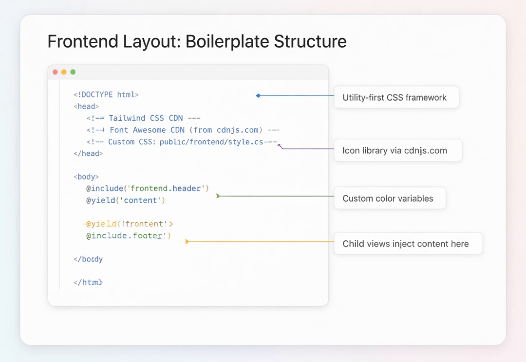Third, there's a custom style sheet at public/frontend/style.css. This file is where custom CSS color variables and other project-specific styles will live. The layout also includes the header and footer components using Blade's @include directive, and uses @yield content as the placeholder where child views, like the homepage, will inject their content.